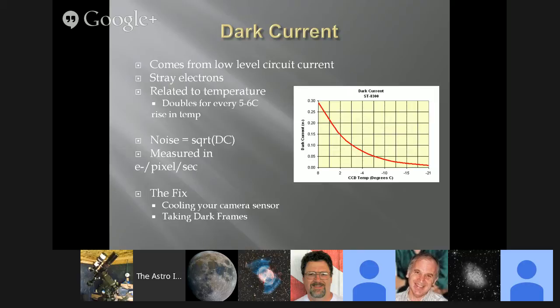One of the good things about dark current, though, is it can be limited by lowering the temperature, and it actually fits the temperature curve nicely, and it's very predictable when it comes to temperature. In fact, it doubles for every 5 to 6 degree rise in temperature, but more importantly, it halves for every 5 to 6 degree drop in temperature. So we end up cooling our cameras to 10 below or 20 below, pretty much as low as we can get them so that the dark current won't be a factor for us. The dark current is also predictable in that the noise equals the square root of the dark current.